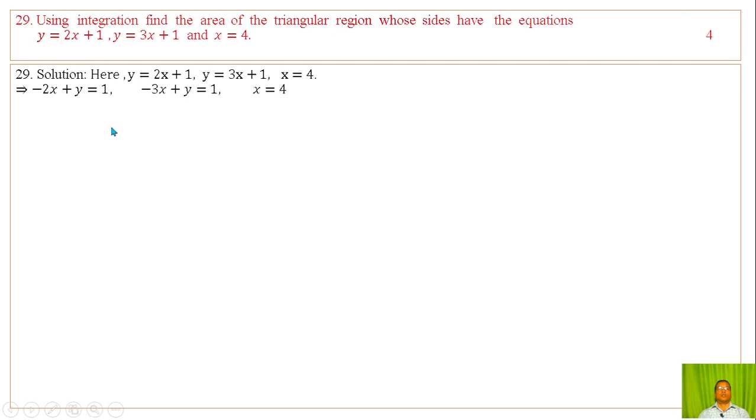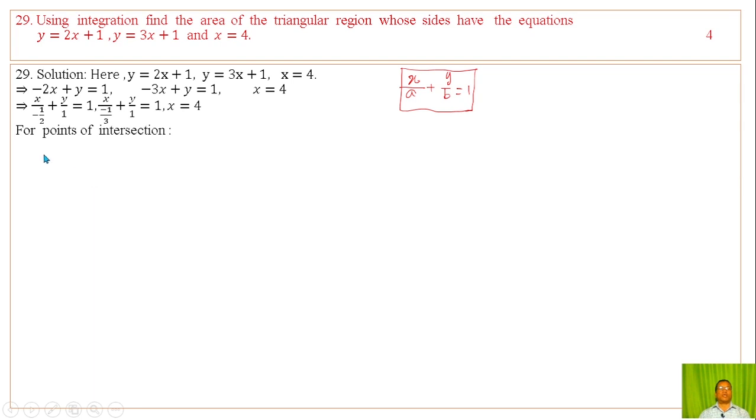Solution. The intercept form of a straight line is x by a plus y by b equal to 1. Taking the lines, we draw the graph of each line and find the points on each.